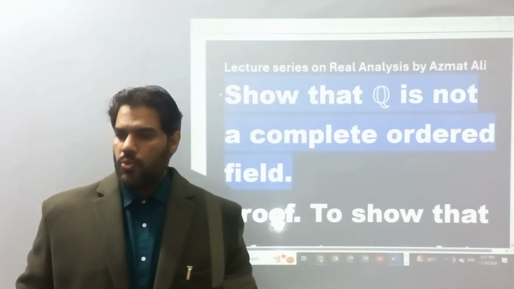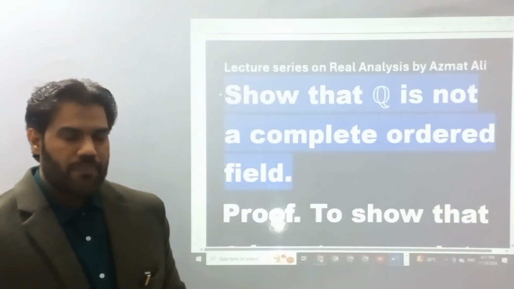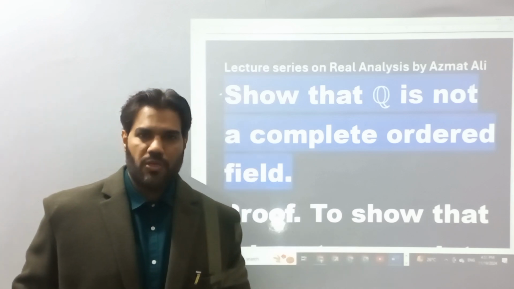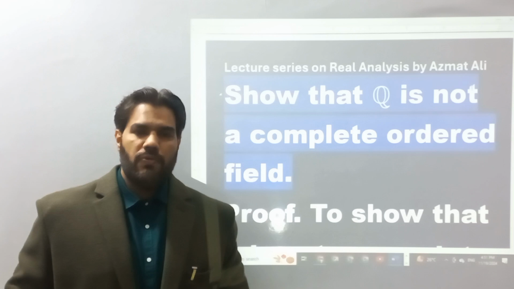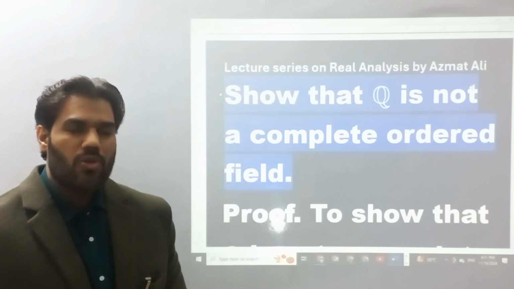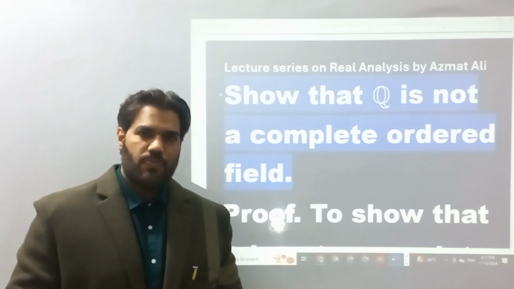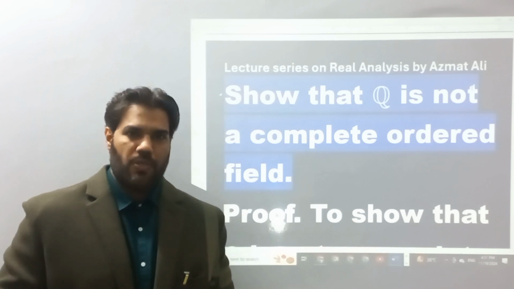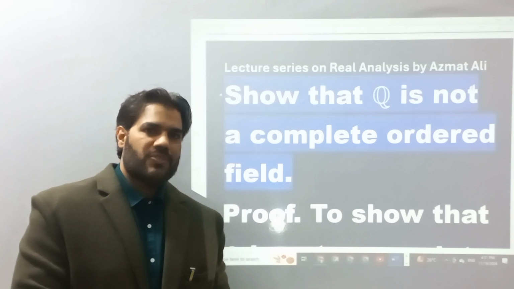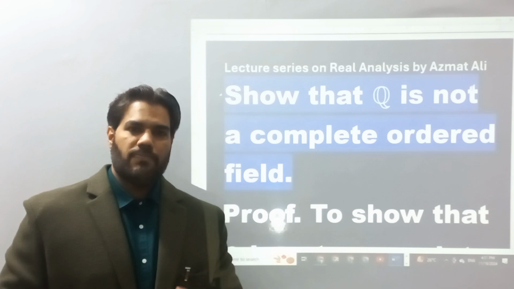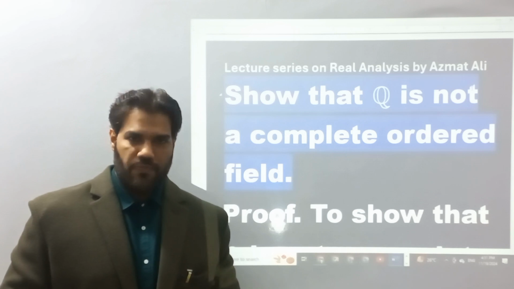To show that Q is not a complete ordered field, the strategy we will use is to assume a non-empty subset of Q that is bounded above but has a non-rational supremum. That is, the supremum of set S does not belong to Q. In that case, we will say Q is not a complete ordered field.